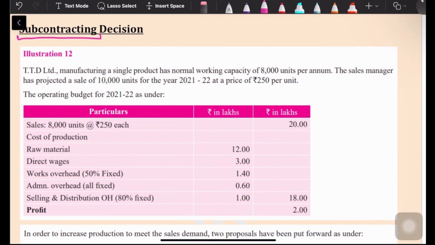TTD Limited manufacturing a single product has a normal working capacity of 8,000 units per annum. Okay. So capacity is 8,000. That means anything above 8,000, I have two choices. One is I have to increase my capacity, so I have to incur capital expenditure, more fixed cost. Then I can increase from 8,000 to more. Or I can subcontract. The sales manager has projected a sale of 10,000 units for year 21-22 at a price of 250 per unit. So this is my selling price per unit.